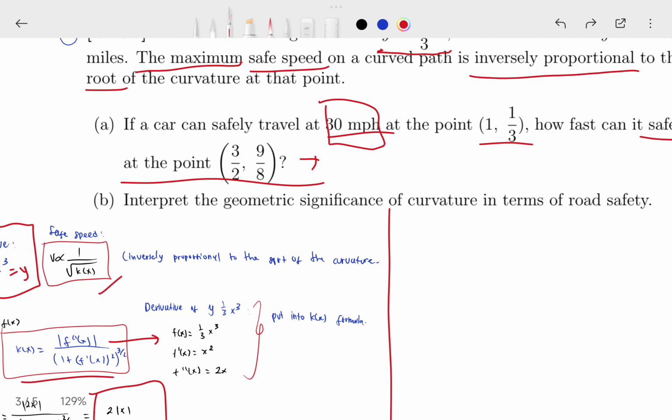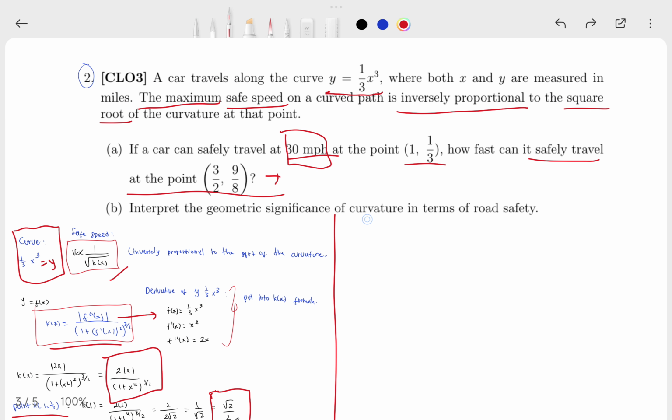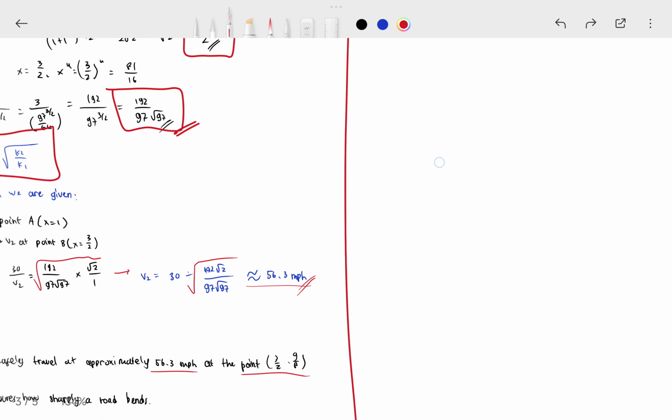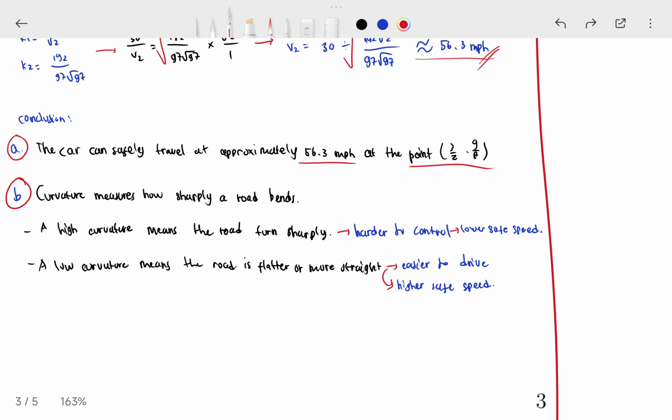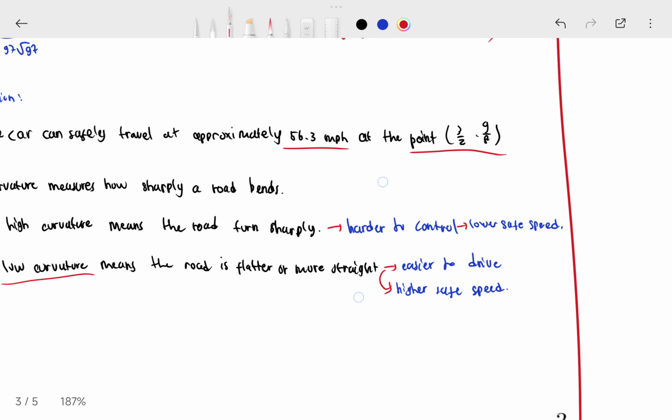And then for question B, it is to interpret the geometric significance of the curvature in terms of road safety. Curvature means how sharply a road bends. If the curvature is high, the road turns sharply, so it's harder to control your vehicle and you have to lower your speed to be safe. For low curvature, the road is flatter or more straight, it is not turning sharply, and it is easier to drive, so you don't have to lower your speed.